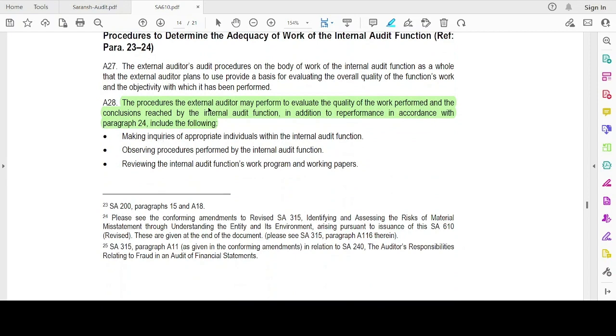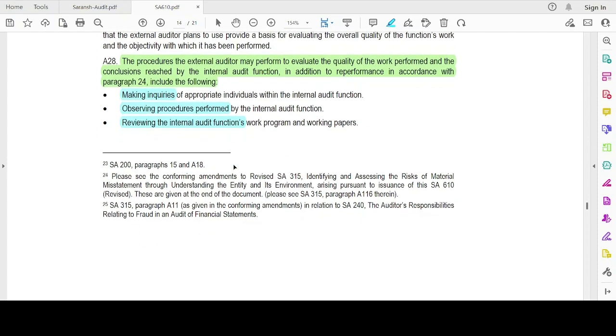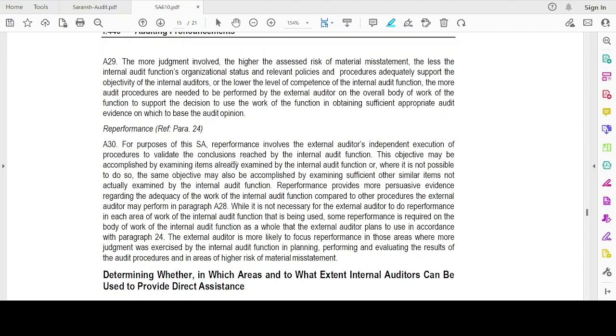Procedures which the external auditor may perform to evaluate the quality of the work performed and the conclusions reached by the internal audit function. So I have to evaluate the quality of the work and adequacy. By what procedure can I do it? I can make inquiries. I can observe the procedures. I can review their reports or the work program or the work paper.